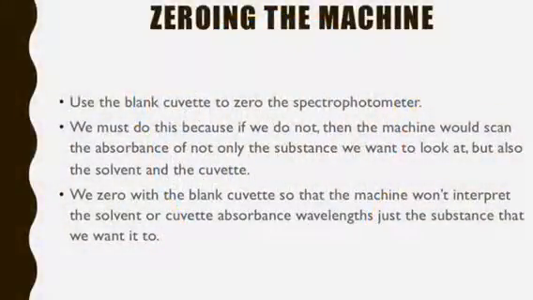Zeroing the machine. Use the blank cuvette to zero the spectrophotometer. We must do this because if we do not, then the machine would scan the absorbance of not only the substance we wanted to look at, but also the solvent and the cuvette.